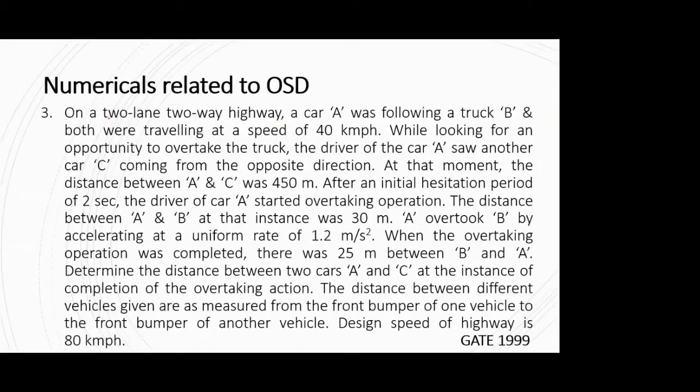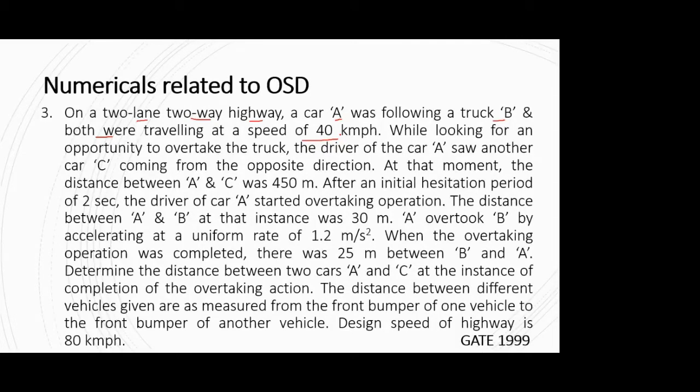So the numerical is on a two-lane, two-way highway. At the start itself, they have given the lane configuration and the traffic scenario. On a two-lane, two-way highway, a car A was following a truck B, and both were traveling at a speed of 40 kmph. So initially they have made it clear that both the overtaking vehicle and the overtaken vehicle were traveling at the same speed, that is 40 kmph.